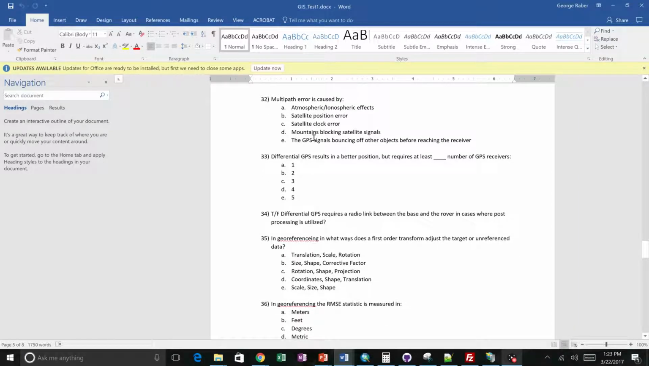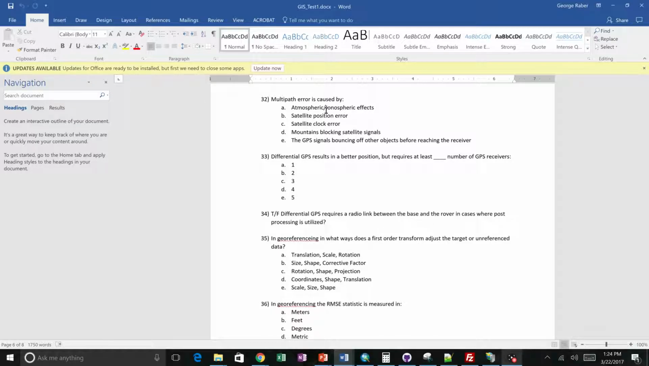All right, multipath error is caused by, and this one is letter E, the signals bouncing off of other objects before reaching the receiver. The reason why it's not D is the mountains blocking this. In other words, multipath is not caused by any signal not reaching the receiver, which can happen a lot, particularly where we live. We don't have mountains, but we have big, tall pine trees. And in those cases, if the signal is coming from too far away or too low in the horizon, the pine trees will block that signal. Actually happened to me yesterday. I was collecting some data.